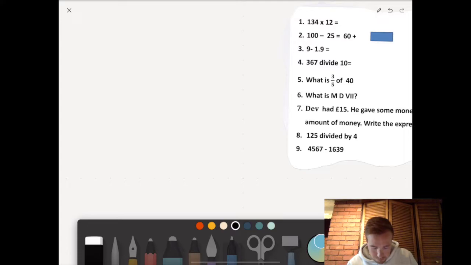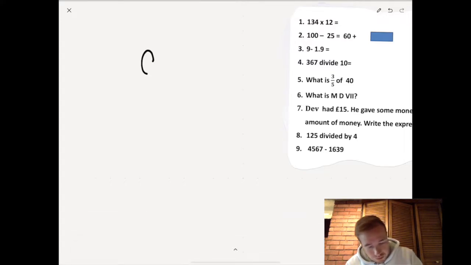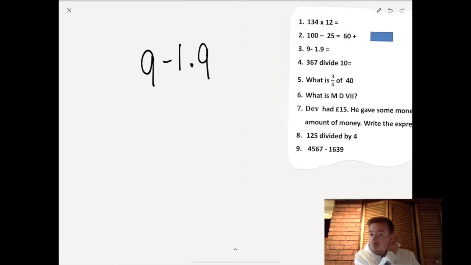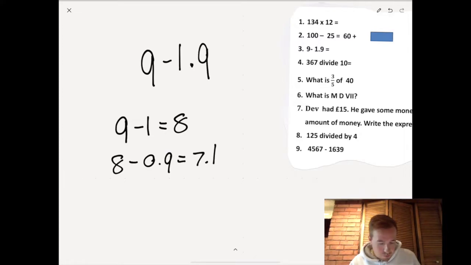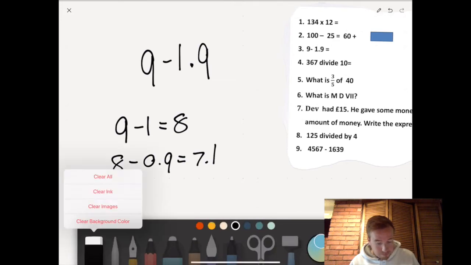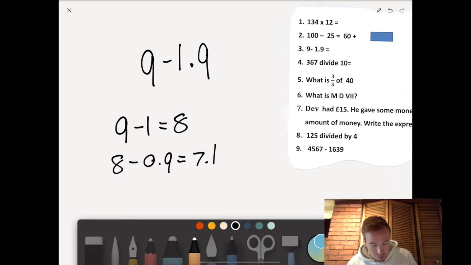Okay. Oh, that's a good one. 9 subtract 1.9. Again, you might have a different method for this one. That's absolutely fine. For me, I would partition. It's two methods, I suppose. First method would be to partition the 1.9, do 9 subtract 1, and then do the answer subtract 0.9. So you'd have 9 subtract 1 equals 8. And then you do 8 subtract 0.9, which would be 7.1. Is that right? Yeah, 7.1, not 8.1. So 7.1 is the answer.